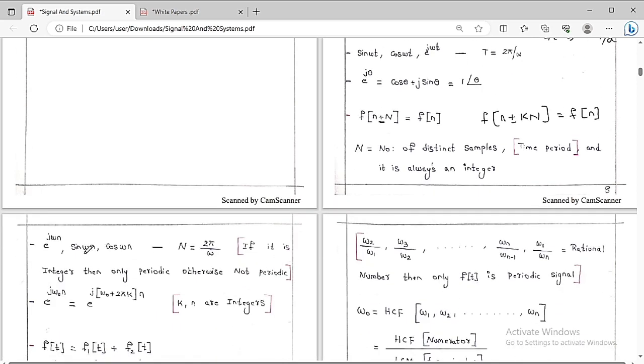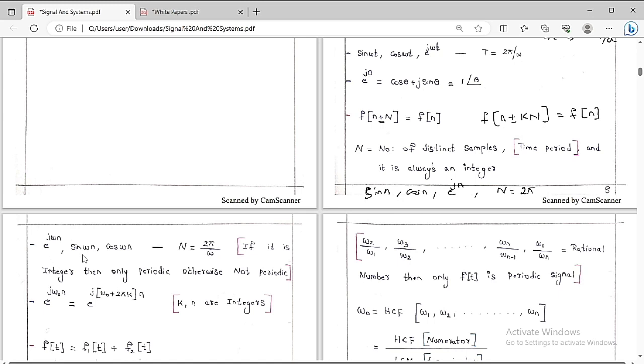So here for e to the power of jn, sin n and cos n, the time period is 2 pi. Listen carefully, here is an important point. For sin n, cos n, and e to the power of jn, what is the time period? The time period is equal to 2 pi.